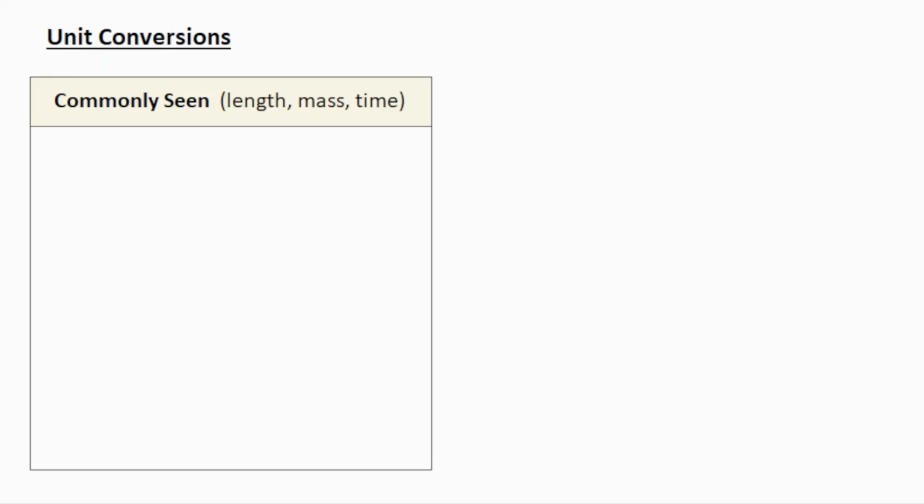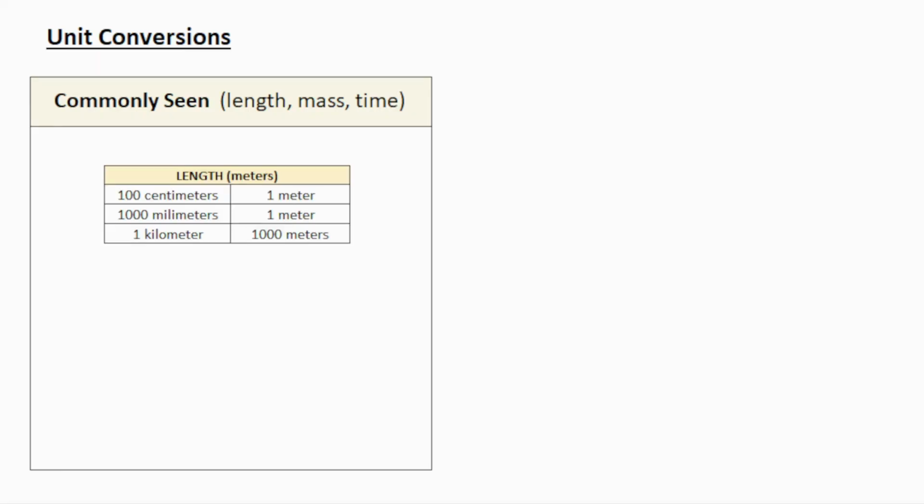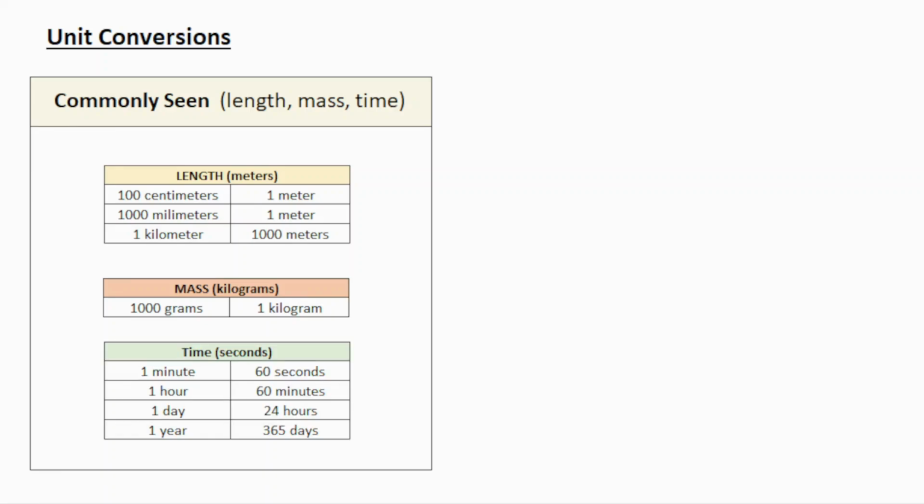Let's start with unit conversions. There are 3 of them that are commonly seen. Length measurements should be recorded in meters, mass measurements in kilograms, and time measurements in seconds. I'm just listing in these boxes some quick conversions that you can use to get into those units of measure.